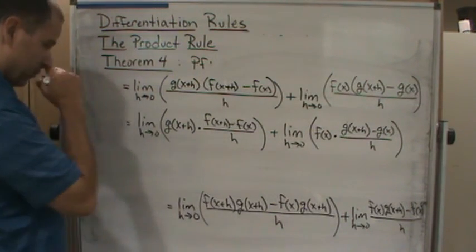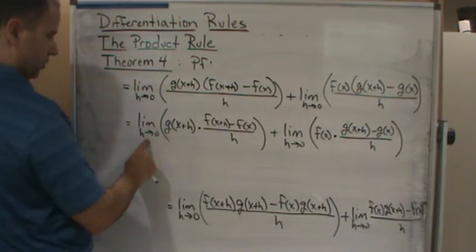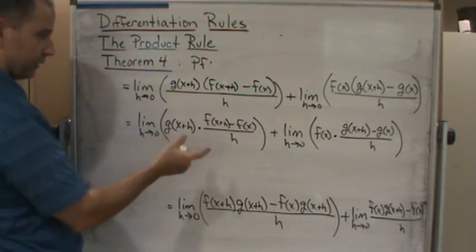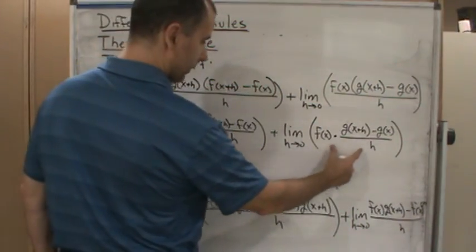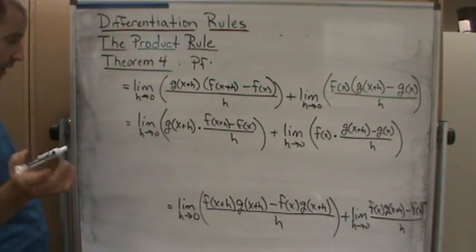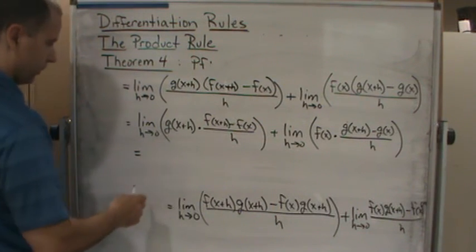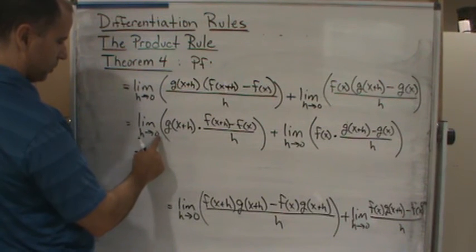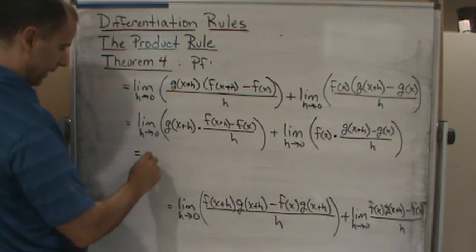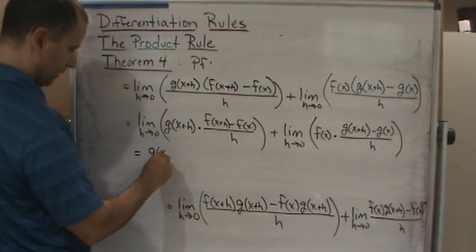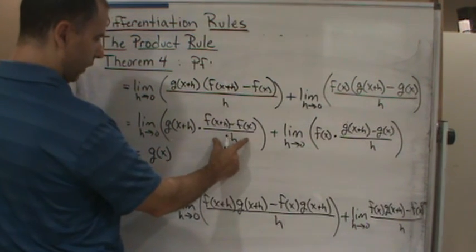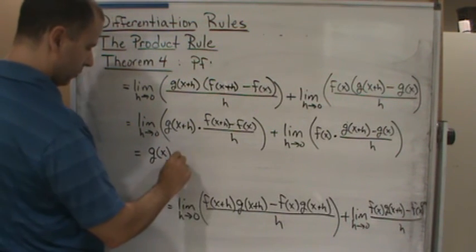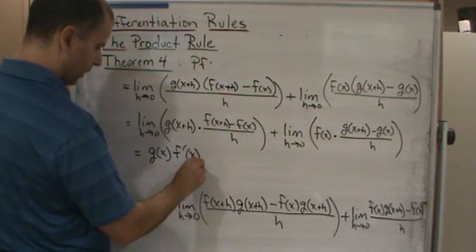So now, guess what? I can use the fact that the limit of the product is the product of the limits. Remember the limit laws. So now I can do this. What's the limit of this one? Well, we just discussed that. The limit as h approaches 0 of g of x plus h is g of x. And then what's the limit of this one? This is the difference quotient for f of x, so this is going to be f prime of x.